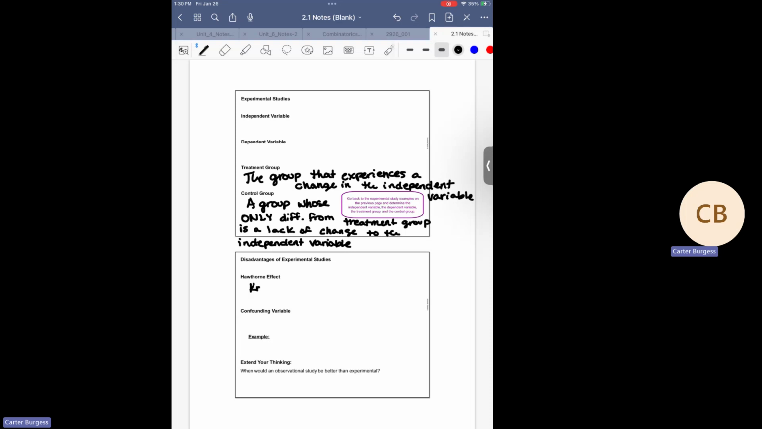So knowing the goals of an experiment can influence the behavior under study. All right, similar idea to the placebo effect. How do we deal with this?